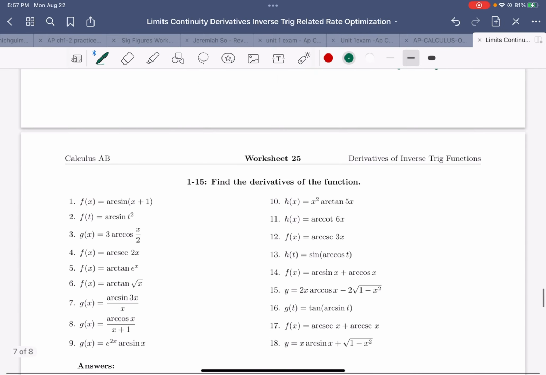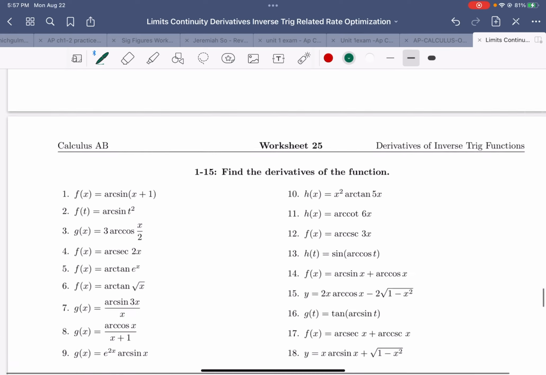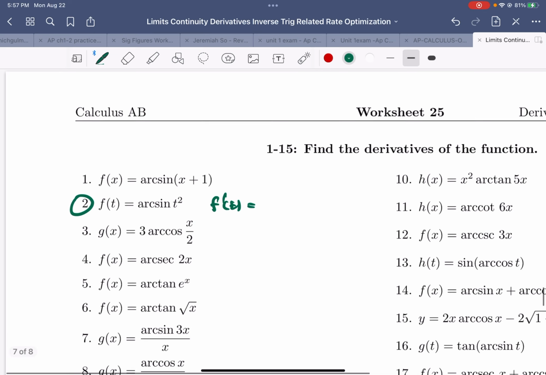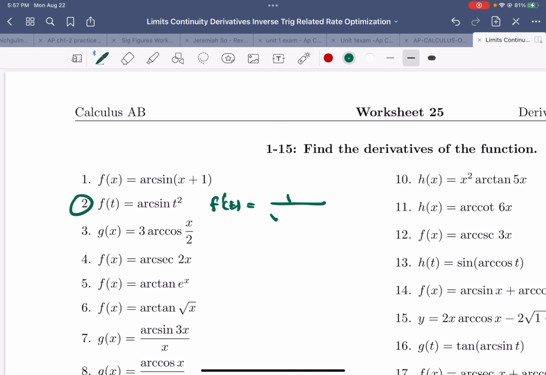Okay. And let's do some of it here. So many problems, but I'm going to do only selective problems. Let's do number 2. What about arc sine t squared? So when you take a derivative, arc sine means inverse sine. So 1 over square root 1 minus t squared times the derivative inside, which is 2t. So your final answer is 2t over square root 1 minus t to the fourth power. Okay, that's your final answer.